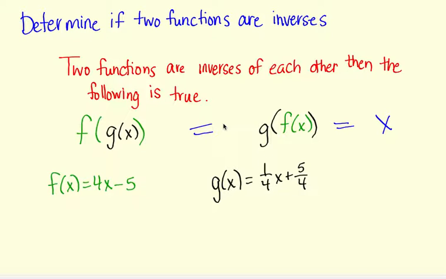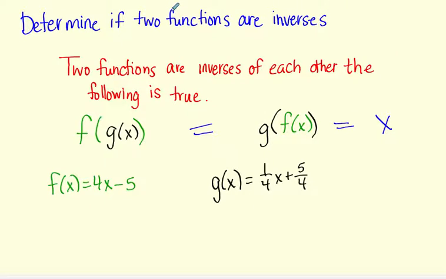So to determine if two functions are inverses, you do a function composition. Two functions are inverses of each other when the following is true: f of g of x equals g of f of x, and all of that has to equal x. So every time I do this composition, it has to simplify to x.